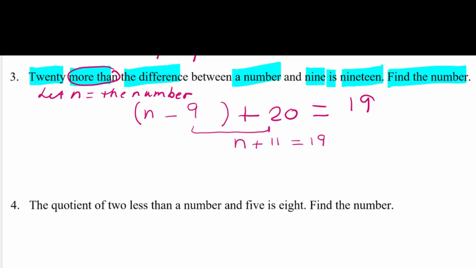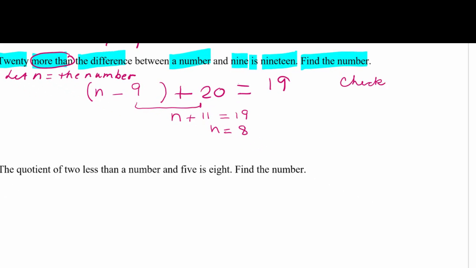I bet you can tell what number you add to 11 to get 19. n must be 8, right? The difference between 8 and 9, 8 minus 9, is negative 1. And if you add 20 to that, you do get your 19 back. So that checks. So the number is 8. The number we were asked to find is 8.